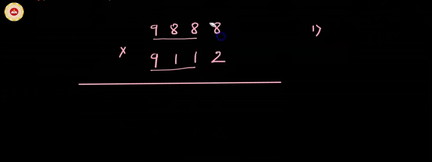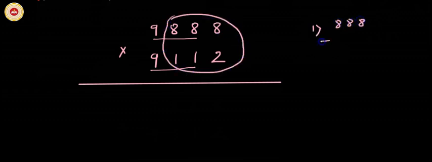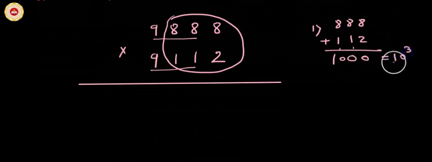See, 8, 8, 8 plus 1, 1, 2. See friends, you have to understand this by just observation. 8 plus 2, 10. 8 plus 2, 10. 8 plus 2, 10. Yes. Sum of the last three digits in both of these numbers is 1000, which is nothing but power of 10. 10 to the power of 3 is 1000. So first condition is satisfied.